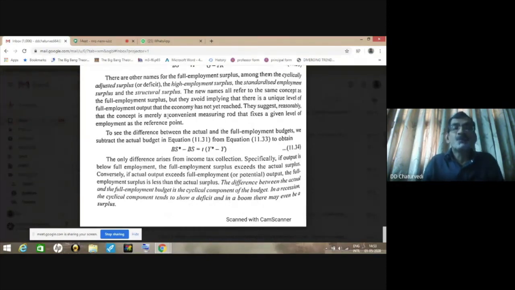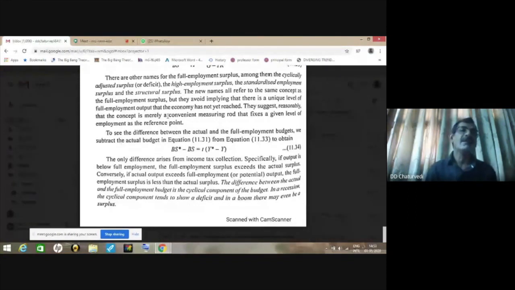So when output is below full employment level, full employment surplus exceeds the actual surplus. On the other hand, when actual output exceeds the full employment output, then full employment surplus is less than the actual surplus. So the difference between the actual and full employment surplus is the cyclical component of the budget.